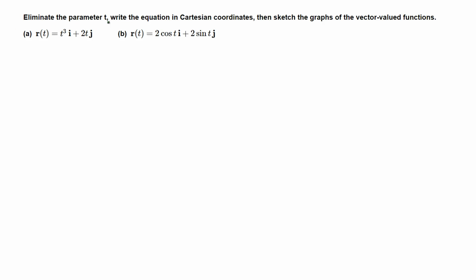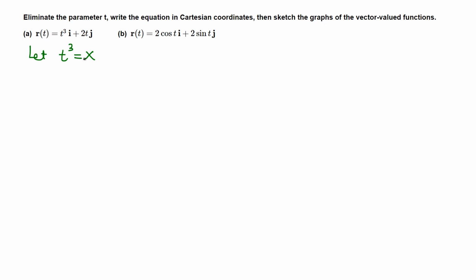Eliminate the parameter t. Write the equation in Cartesian coordinates, then sketch the graphs of the vector valued functions. In part A, we have r equals t cubed i plus 2t j. It's like x and y. So let's say t cubed is x, and from here we solve for t, plug that in as y, so that we get y as a function of x.